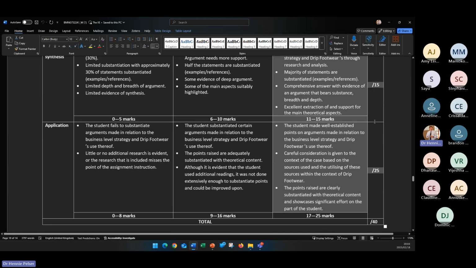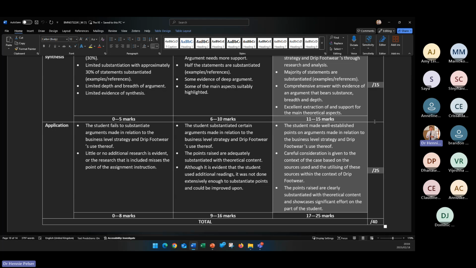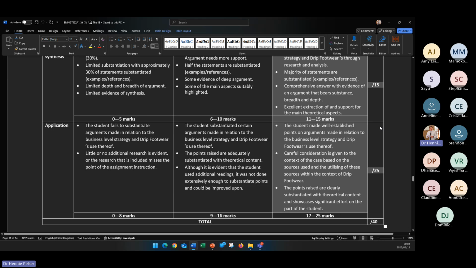This is also very good practice for exams because your exam rubrics look very similar. Fewer marks for theory and significantly more marks for application. Stephanie, did you want to ask something? Okay, obviously not.